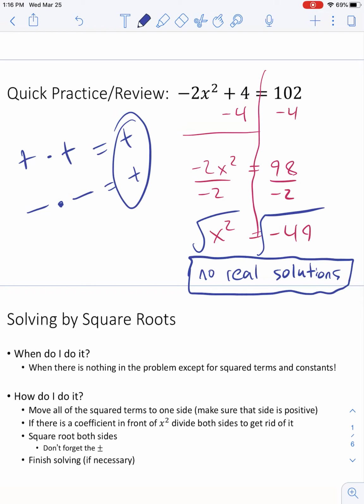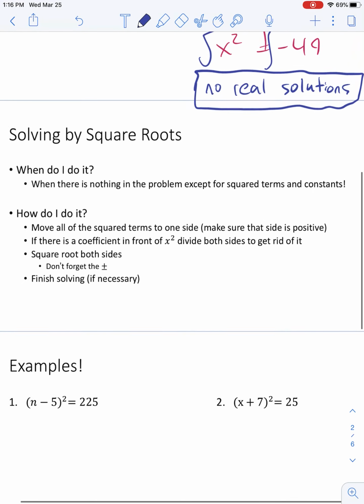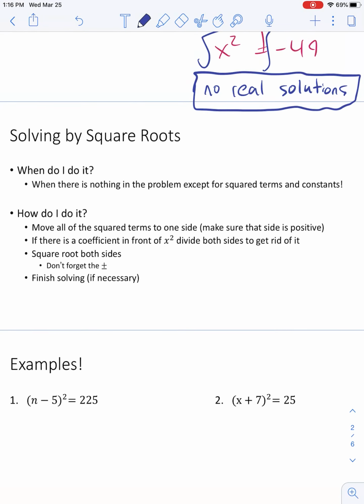You would notice from the answer key from yesterday's homework that there were a few problems that had an answer of no real solutions. So this is kind of a summary of what you learned yesterday, but there are going to be some further steps necessary in some of the problems that we're going to do today.